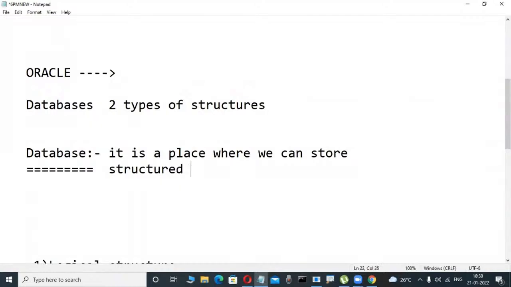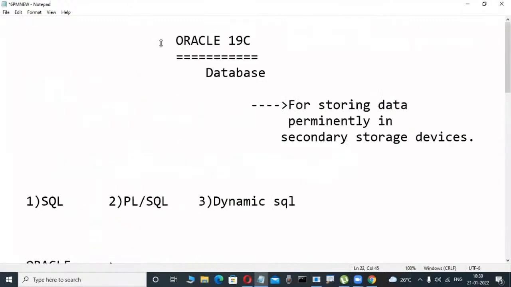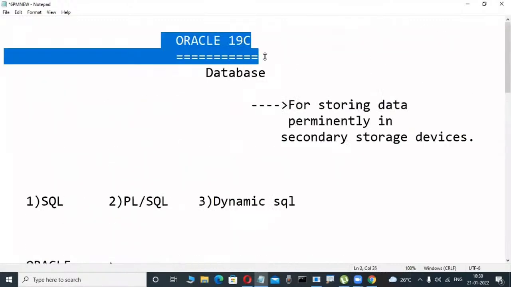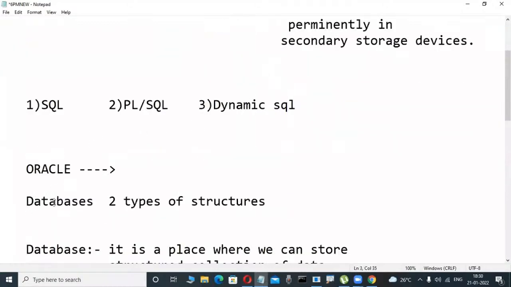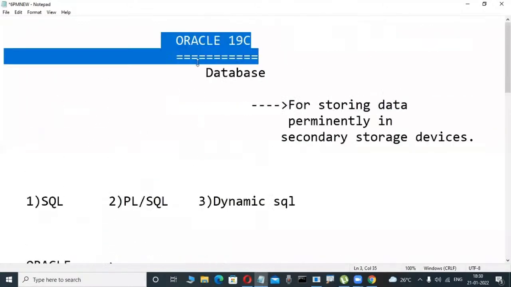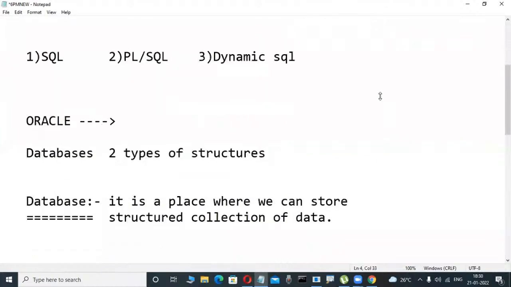Structured collection of data. What is data? What is information? What is DBMS? That is later. Okay, structured collection of data. Observe here. Actually, whenever we install Oracle or any relational database software, what is a database actually? It is a place. Whenever we install this type of software, automatically some place is reserved on the hard disk only.